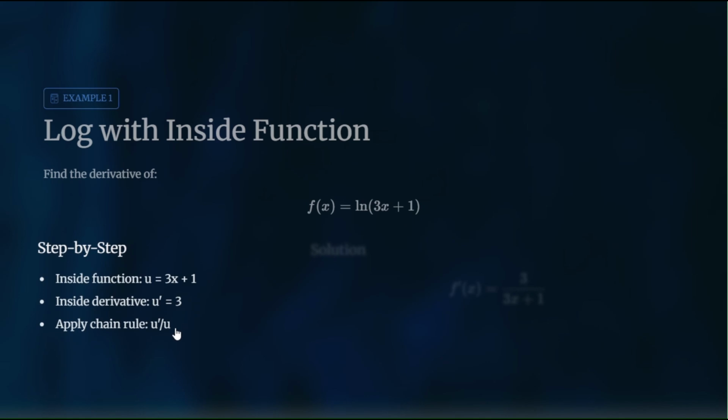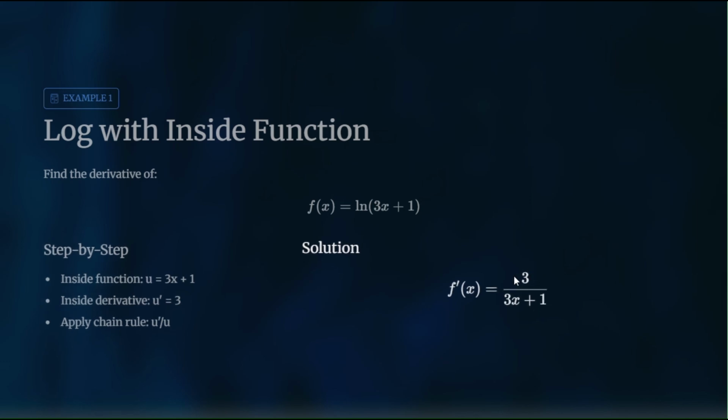And then we can apply the chain rule. So our solution will be u prime, which is 3, over u, which is 3x plus 1. The derivative of the inside, 3, goes in the numerator, while the entire inside function stays in the denominator.